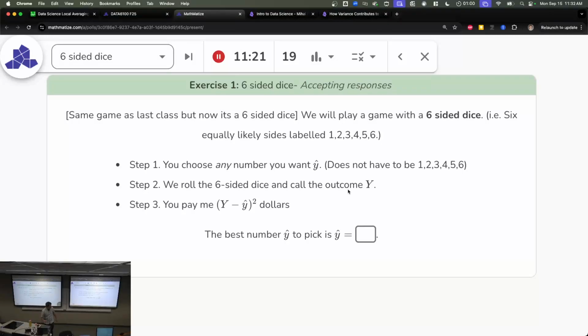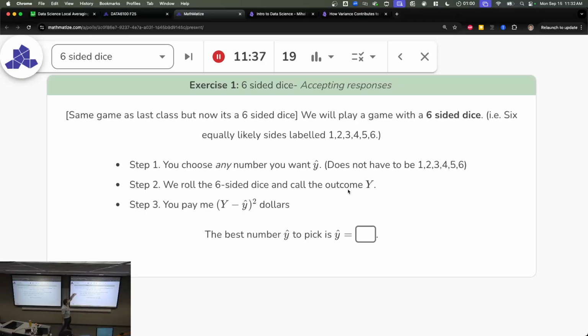So once again, it's the same setup as last class. Last class it was a 4-sided dice, so when I was writing down all the formulas, I only had to add up 4 things. This class, it is a 6-sided dice, so there are going to be 6 possible outcomes when you do the calculations, but otherwise it's the same kind of problem.